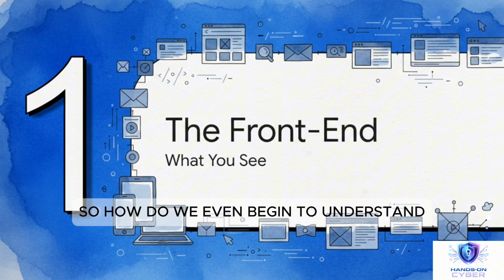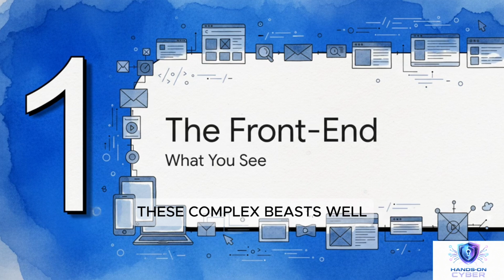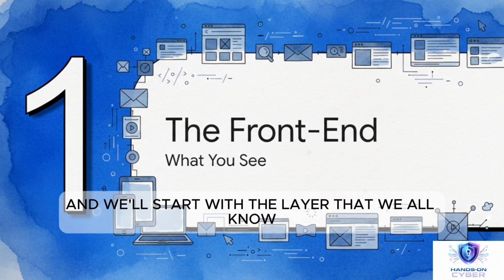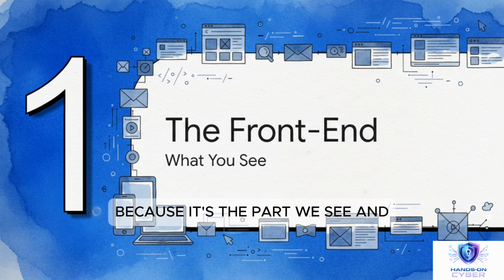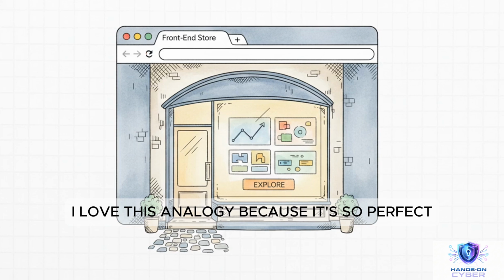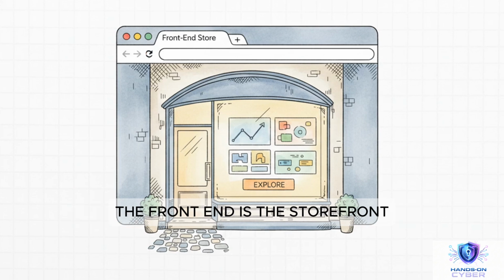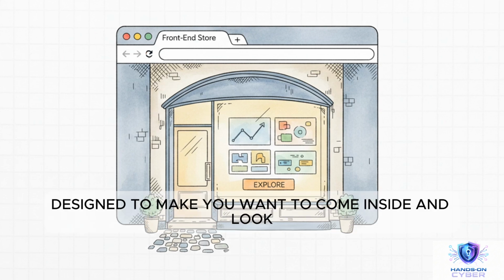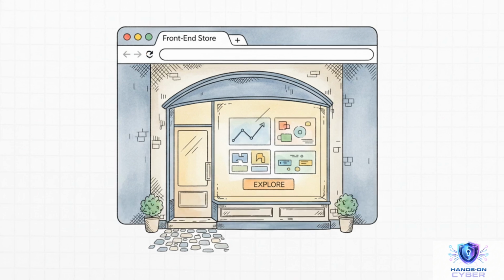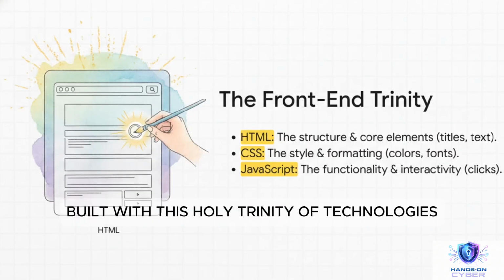Okay, so how do we even begin to understand these complex beasts? Well, we've got to break them down into layers. And we'll start with the layer that we all know, because it's the part we see and interact with every single day. I love this analogy because it's so perfect. The front end is the storefront. It's the fancy window display, the nice layout, the bright colors. It's everything designed to make you want to come inside and look around. It's all about presentation.